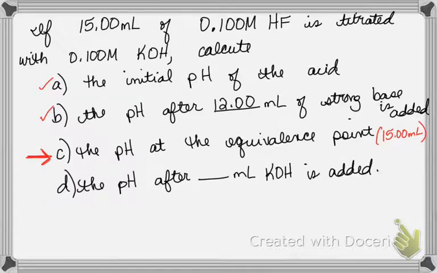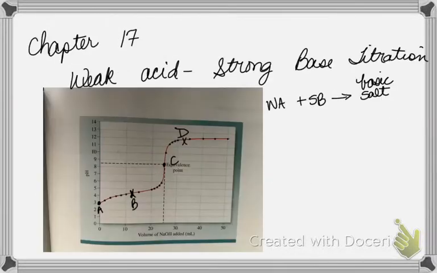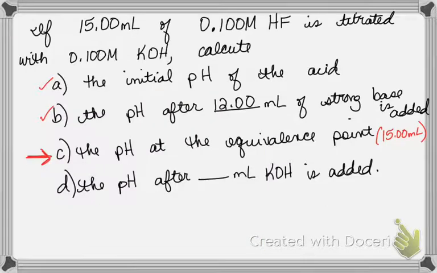Because on our graph, if I go back, D is after the equivalence point. So y'all, it just needs to be above 15. And so we'll just do 17 mils.